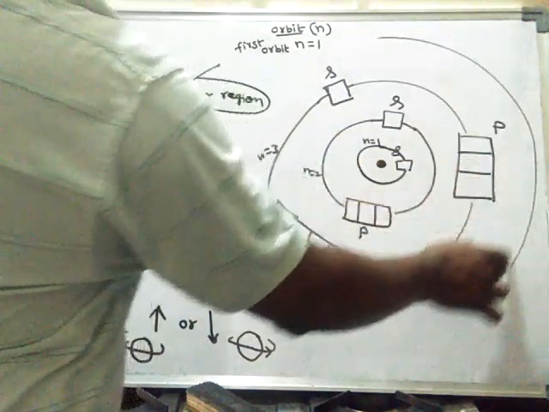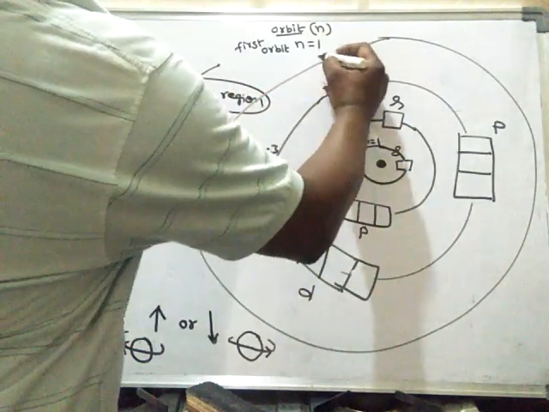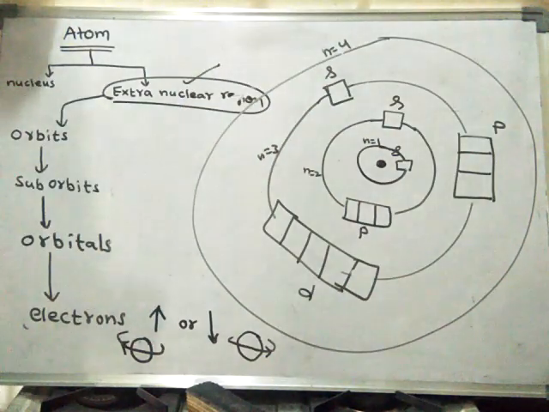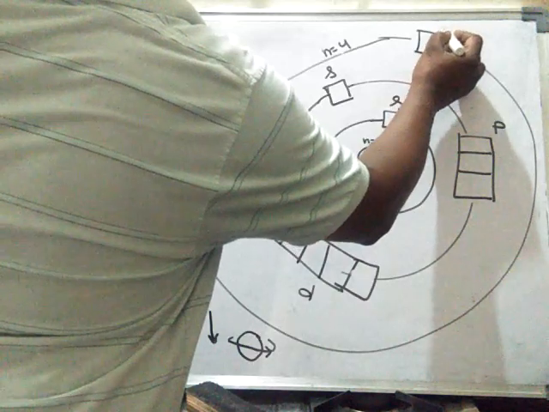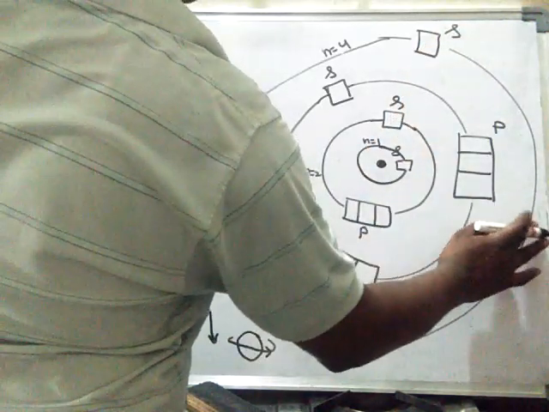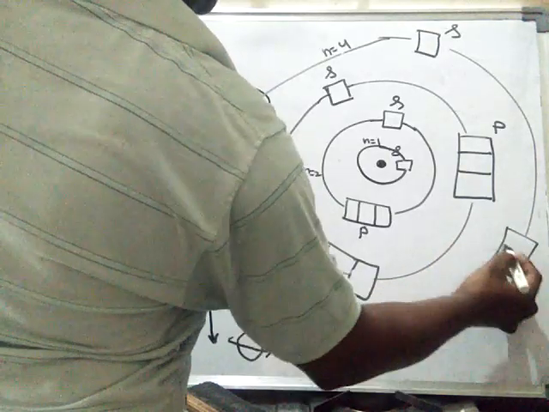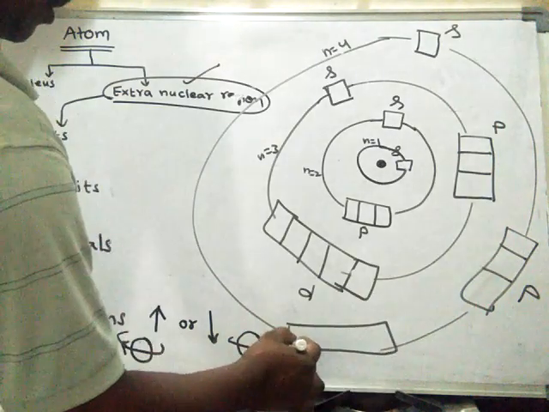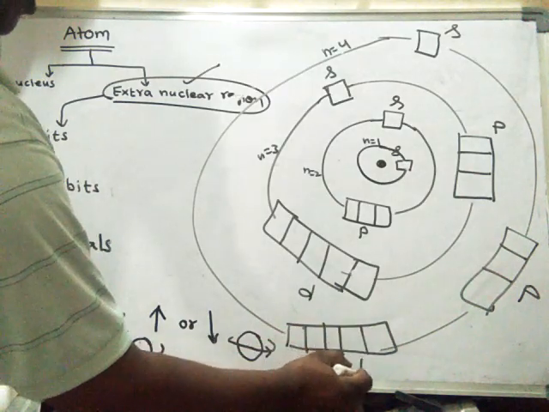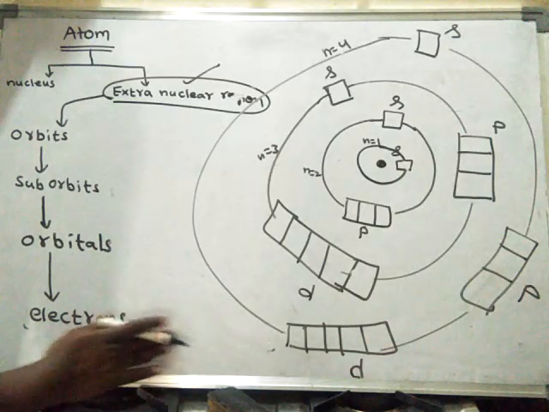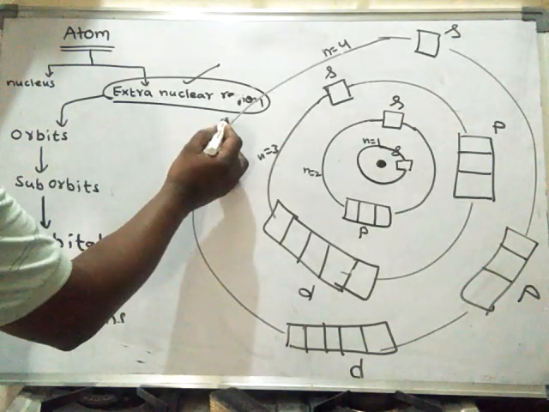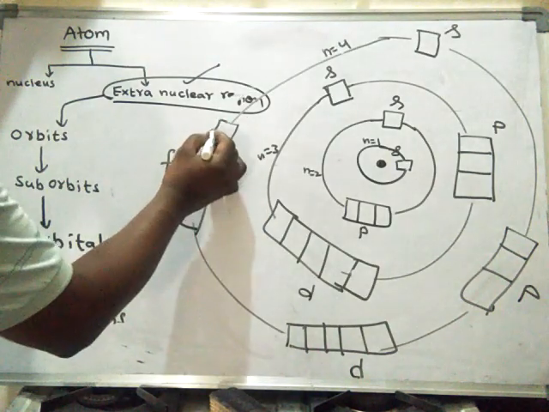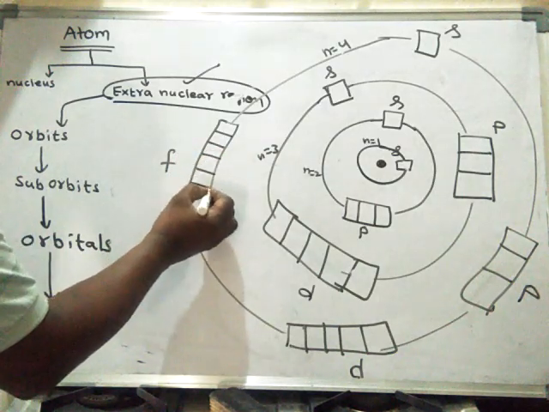If you take the fourth orbit, n is equal to 4, what does it contain? The s suborbit, the p suborbit, the d suborbit also, and even the f suborbit. So like this.